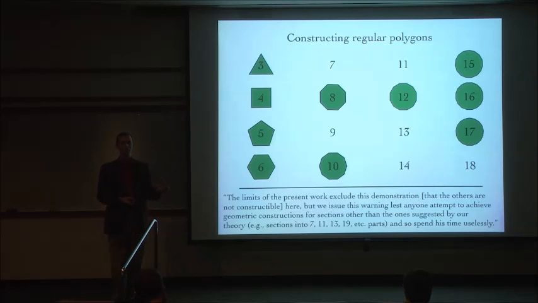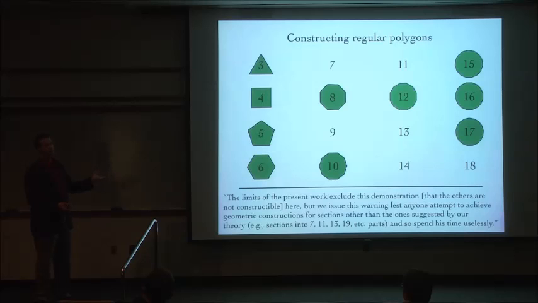It turns out Gauss never actually proved that, but he stated it. So this is what Gauss wrote. He said, the limits of the present work exclude this demonstration that the others are not constructible. But we issue this warning, and this is like typical Gauss here, we issue this warning lest anyone attempt to achieve geometric constructions for sections other than the ones suggested by our theory. For example, into 7, 11, 13, 19, etc. parts, and so spend his time uselessly. So this is like classic Gauss. He's like, I know the rest are impossible, I'm not going to prove it, so just trust me.